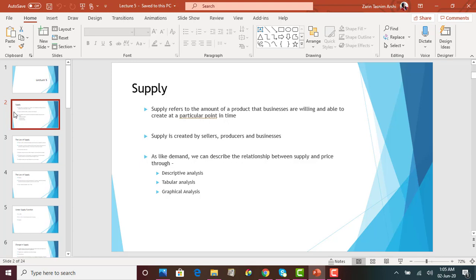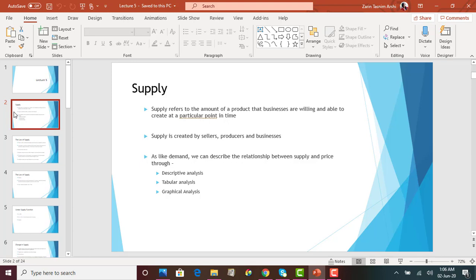So again, it refers to the amount of a product, which can be a good or service, that businesses are willing and able to create at a particular point of time. And supply basically comes from the seller or producer or business side. These can be used interchangeably.